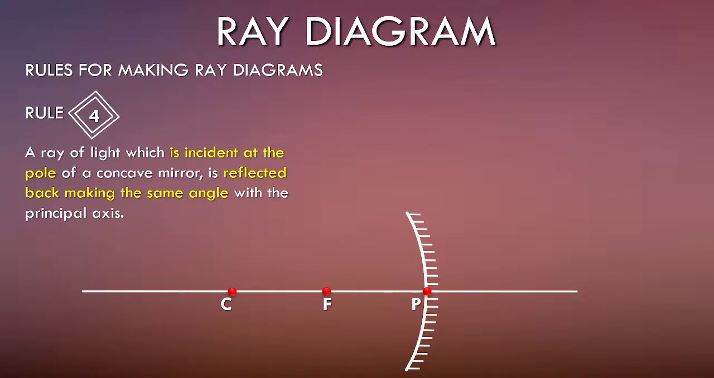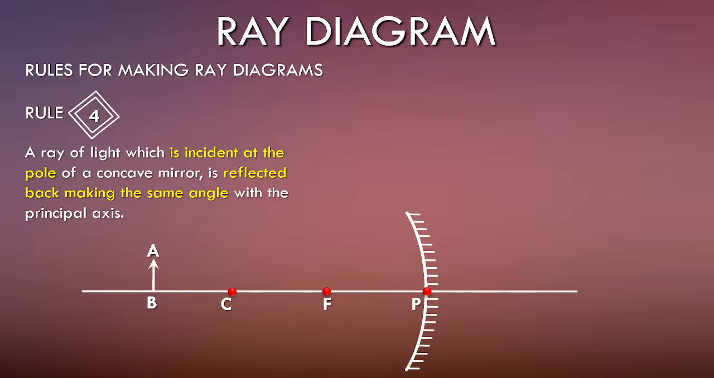Next, rule number 4. A ray of light which is incident at the pole of a concave mirror is reflected back, making the same angle with the principal axis. So if I take an object here, see the first point I told you: the light is coming here and reflecting through the center of curvature. Second, it is passing through the center of curvature and going back through the center of curvature. Third, it is coming to the focus and going parallel to the principal axis. Now only one is remaining, that is the pole.